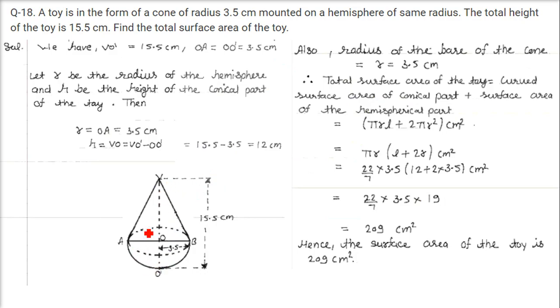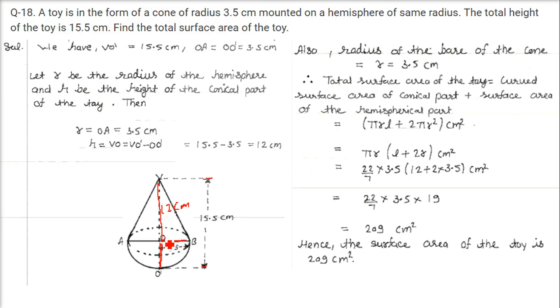A toy is in the form of a cone. So here is a cone we have, and there we have a hemisphere. So the toy is in the form of a cone of radius 3.5 centimeter mounted on a hemisphere of the same radius. So the total height of the toy from here to here is 15.5 centimeter. The total surface area has to be found out. Now the total height is given as 15.5. This is the radius 3.5 and this is 3.5. So what will be the height here? 15.5 minus 3.5. That is going to be 12 centimeter. This is the 12 centimeter height of the cone.